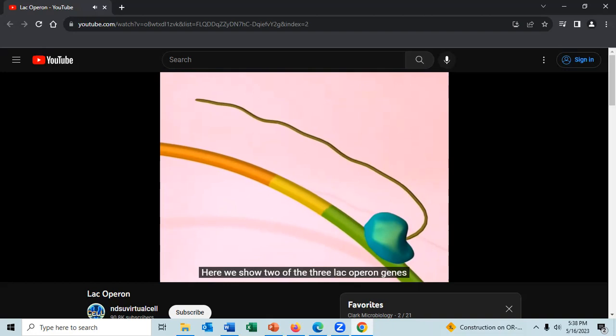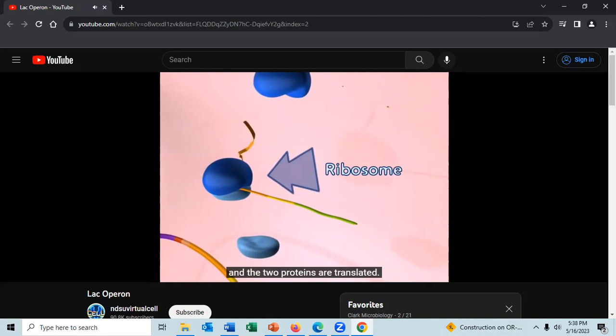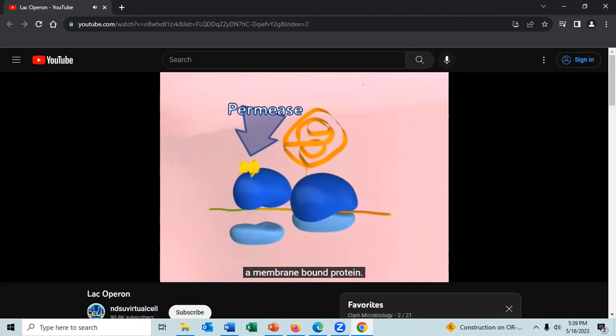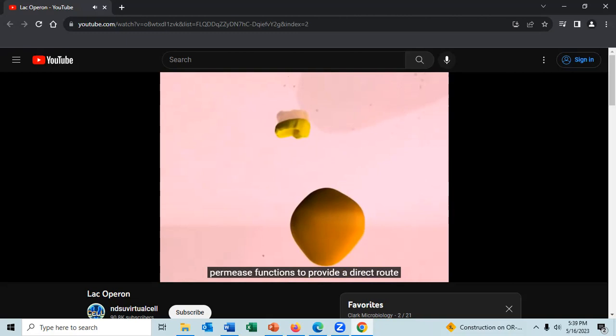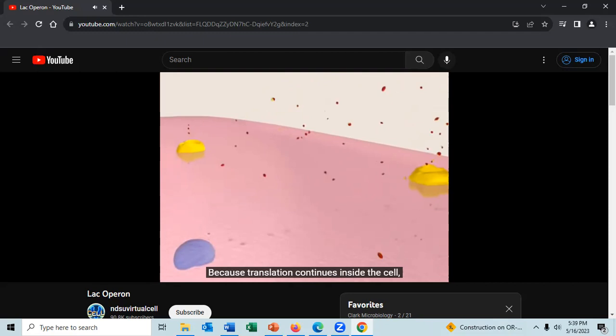Here we show two of the three lac operon genes being transcribed into mRNA. Ribosomes then bind to the mRNA and the two proteins are translated. The first protein is beta-galactosidase, which breaks down lactose into two simple sugars. The second protein is permease, a membrane-bound protein. When embedded in the cell membrane, permease functions to provide a direct route for the lactose outside the cell to be imported into the cell. This import occurs at a much greater rate than the passive transfer we first observed.